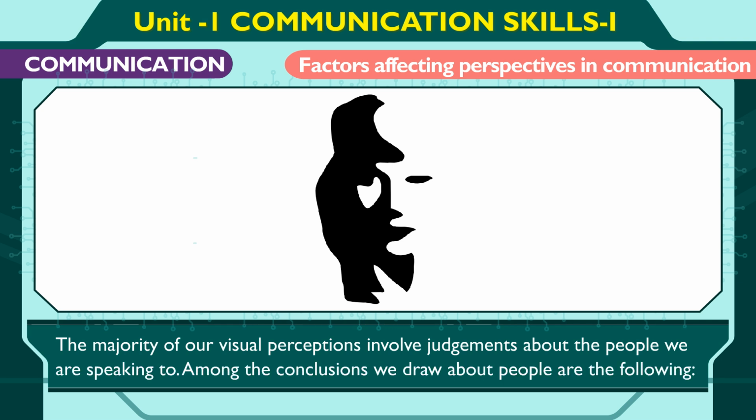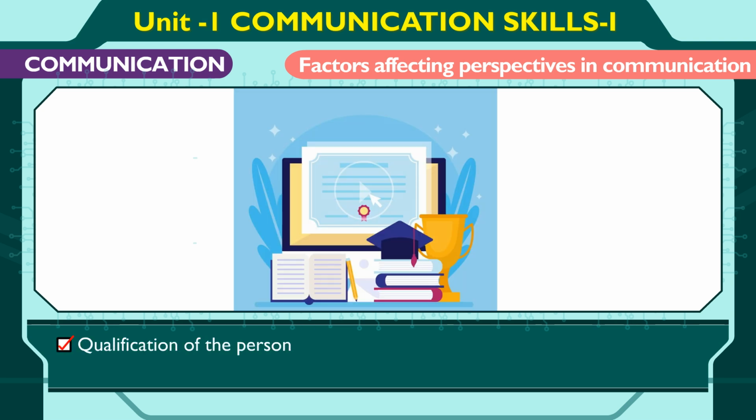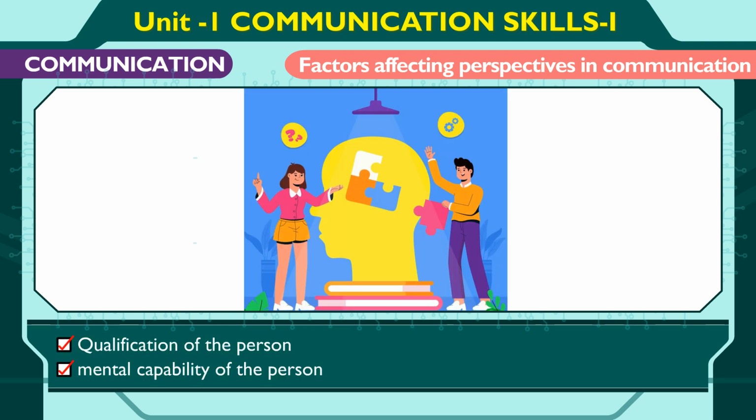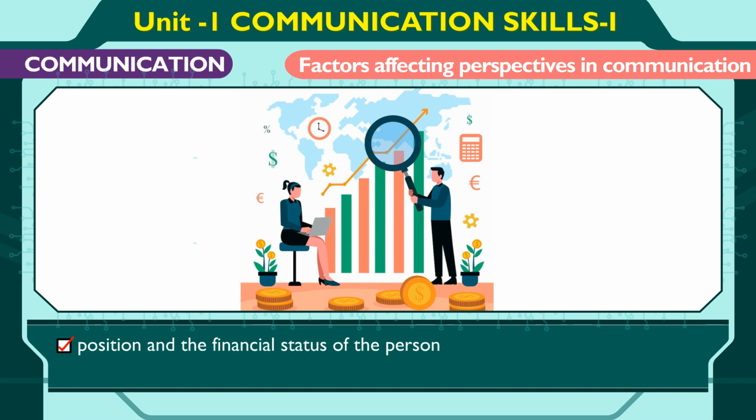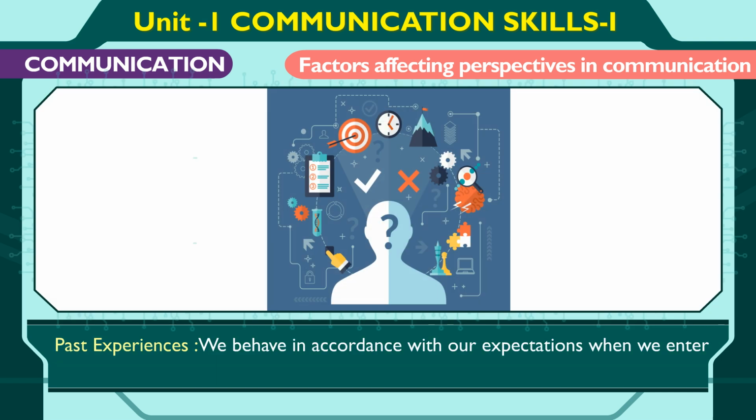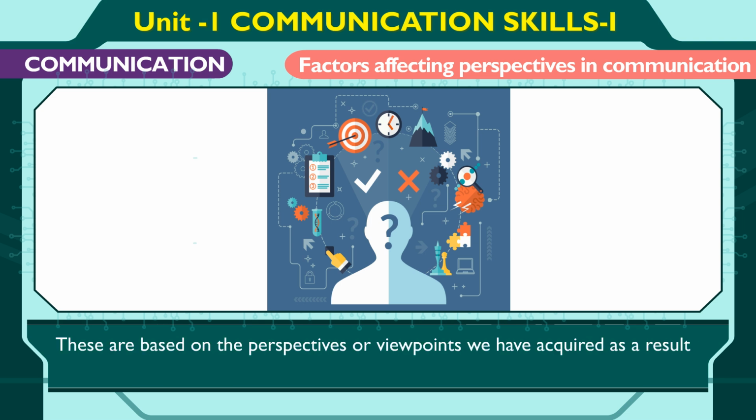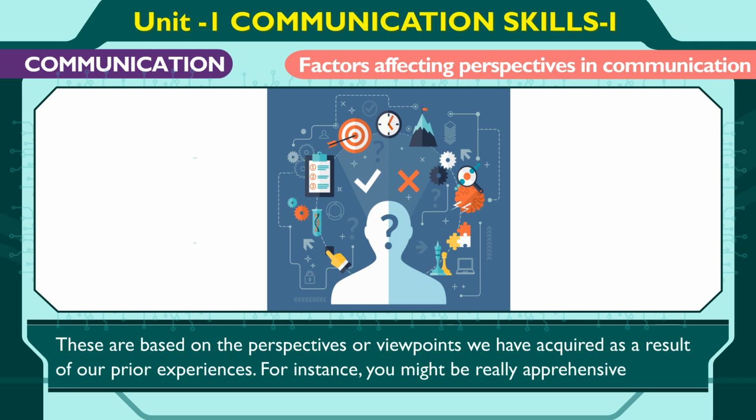Among the conclusions we draw about people are the following: qualification of the person, mental capability of the person, position, and the financial status of the person. Past experiences. We behave in accordance with our expectations when we enter a situation or conversation. These are based on the perspectives or viewpoints we have acquired as a result of our prior experiences.